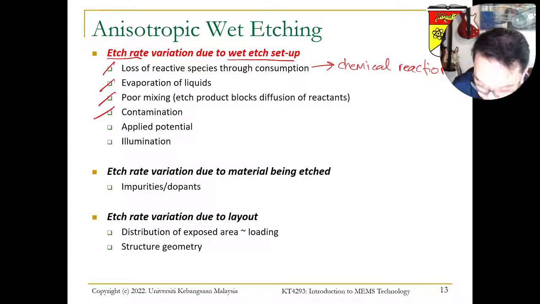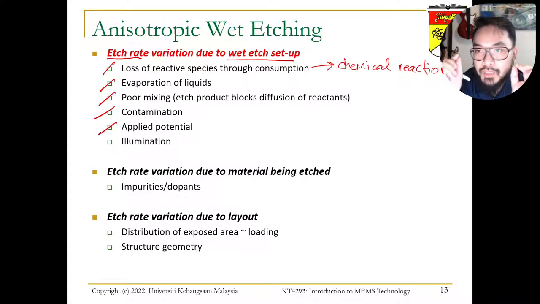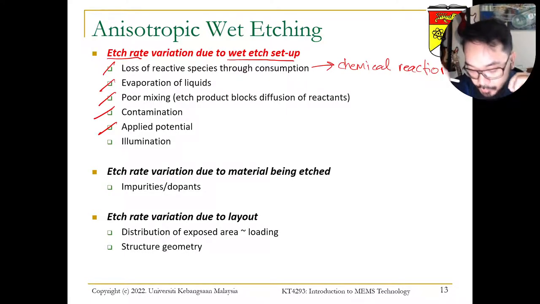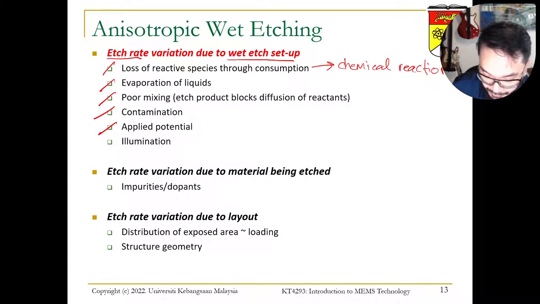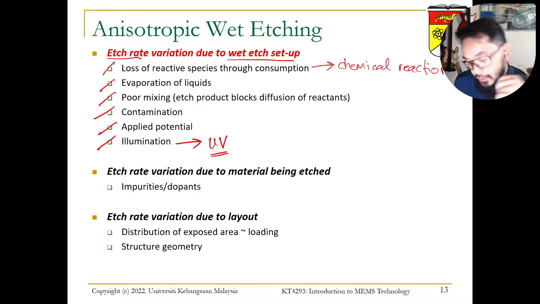And then due to contamination, sometimes you can have contamination. Applied potential. So if you apply a potential between your sample and the etchant across the apparatus, you can control the etch rate as well. And then illumination, especially UV light. So UV light can also influence the chemical reaction, either increase or decrease depending on the type of chemical reaction.